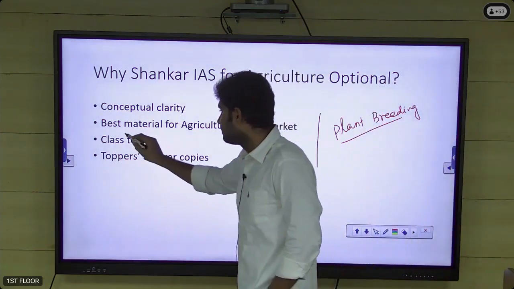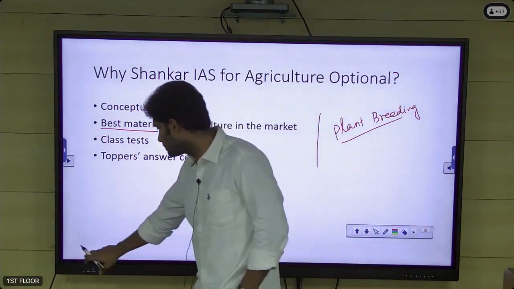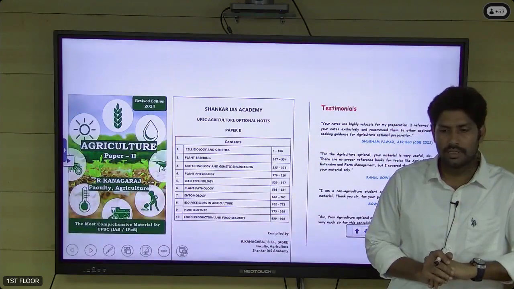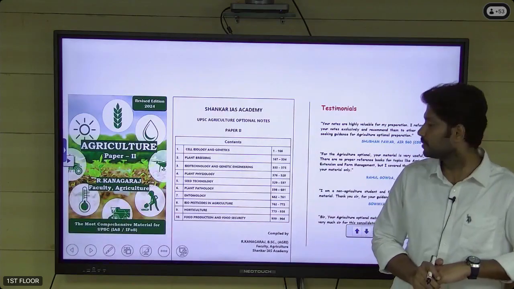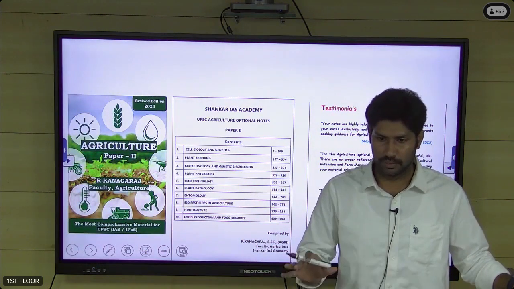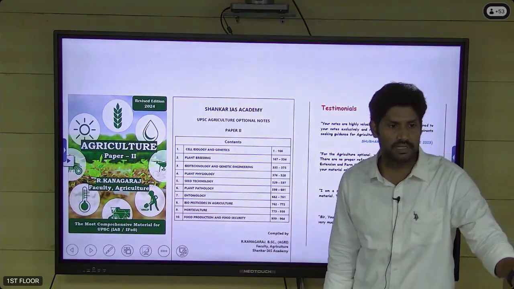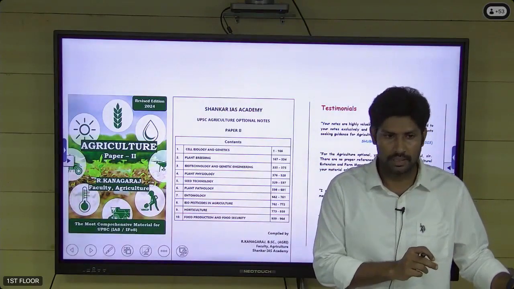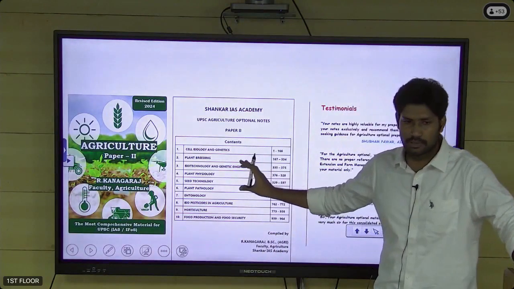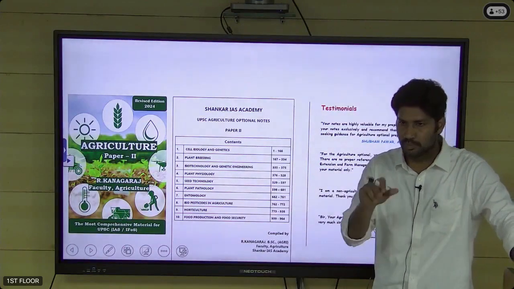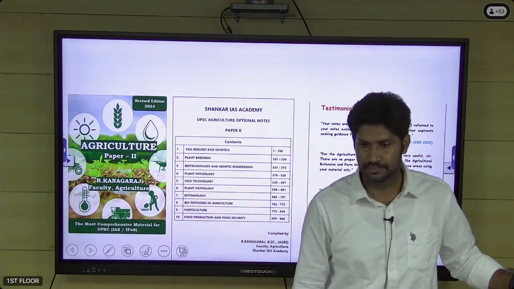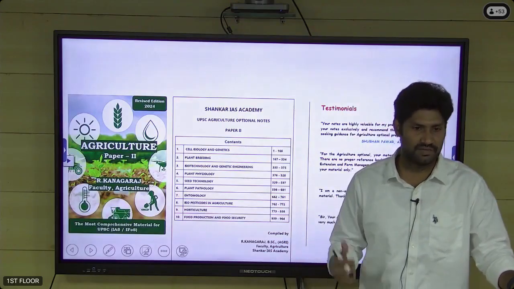And you'll get the best material for agriculture optional. You might have heard about the agri optional material prepared by me. This is the best material throughout India. Students are purchasing this material for agri optional reference, and you will get it along with our course. There are 6 volumes in total: paper 1, 3 volumes; paper 2, 3 volumes. It covers the entire syllabus comprehensively. In agri optional there are 20 subjects to study, and for them we would need to refer to more than 10 books. I covered the entire syllabus in 6 books, about 2000 pages. You can fully depend on this one material for the entire agri optional. No need to refer to any other books, and you can save a lot of time.